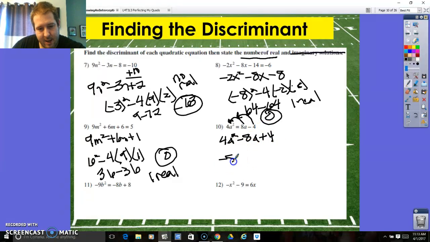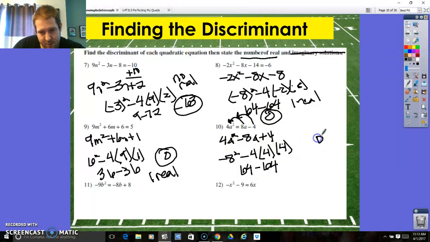B squared. So that's negative 8 squared minus 4 times 4 times 4 again. Negative 8 squared is 64. Negative 4 times 4 is negative 16 times 4 again is negative 64. And yes, it looks like we got a discriminant of 0 again, 3 times in a row.